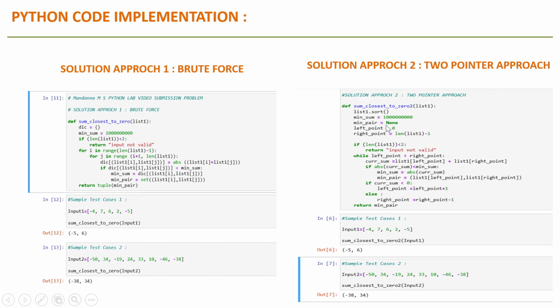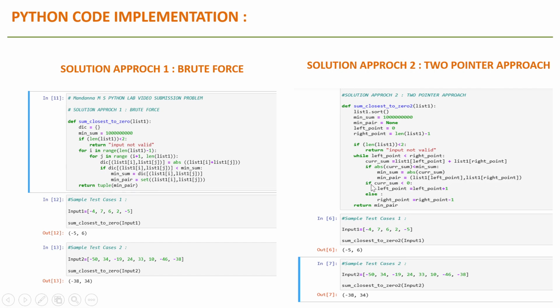If this absolute sum is less than this minimum sum, obviously it will be less, then it will be updated to this minimum sum. For example, this minimum sum will be updated to this current sum. Then this current sum will become this minimum sum, that is the minimum value. The continuous iteration will take place, and at the end, whichever is the minimum sum, those two elements will be considered as the minimum pair.